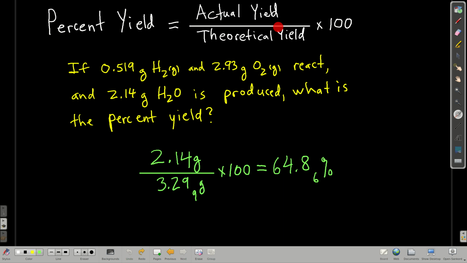Memorize that equation. All right, so let's say we did that chemical reaction, and so we already figured out that oxygen was the limiting reactant, and we figured that the theoretical yield of water was 3.299 grams. Let's say we do that reaction, but we only end up with 2.14 grams of water. What's the percent yield? Well, it's just our actual yield, 2.14, divided by our theoretical yield, which we calculated, times 100, and it's about 64.9% yield.